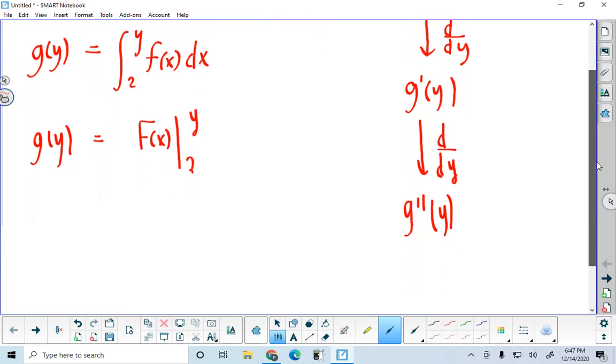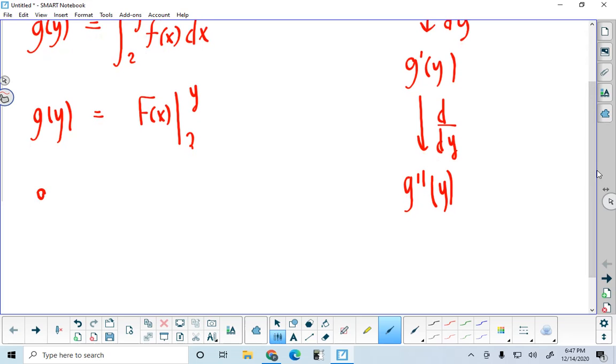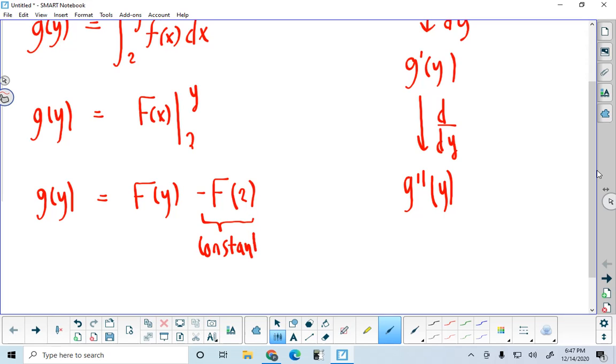And that means that g of y will be equal to the antiderivative of the function f of x at y minus the antiderivative of the function f of x at 2. Now keep something in mind for the next step, and that's that the antiderivative of the function at 2 is going to be a constant. It doesn't matter what f of x is, the antiderivative of the function when you put a constant in it is going to be a constant.